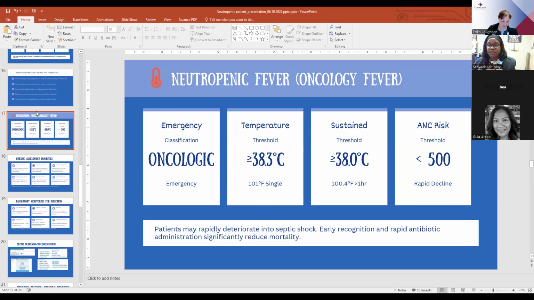Neutropenic fever, so our oncological fevers, which are emergent. We want to make sure that we are escalating this through our charges, and then expediting this patient to be taken to a higher level of care, if possible, ICU, if that is indicated, because this patient can rapidly deteriorate into septic shock. We want to zone in on any of these early recognitions that these patients might be having to place them into the category of a neutropenic fever.